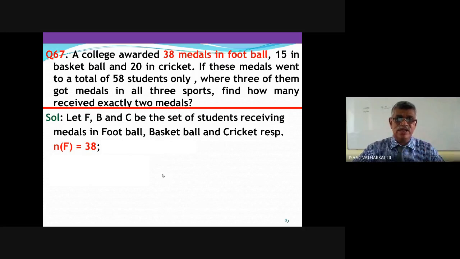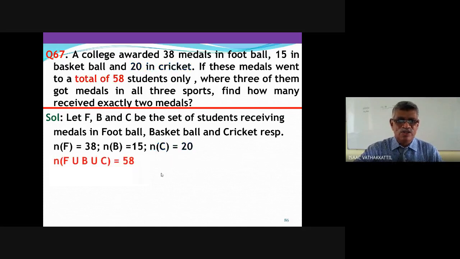Any doubt, you just tell me, no problem. You can halt me at that point. Otherwise, if I'm just in a sentence, I will tell you, please halt. Otherwise, you can ask me immediately. 15 in basketball, number of B is 15. Number of C is 20. No doubt.